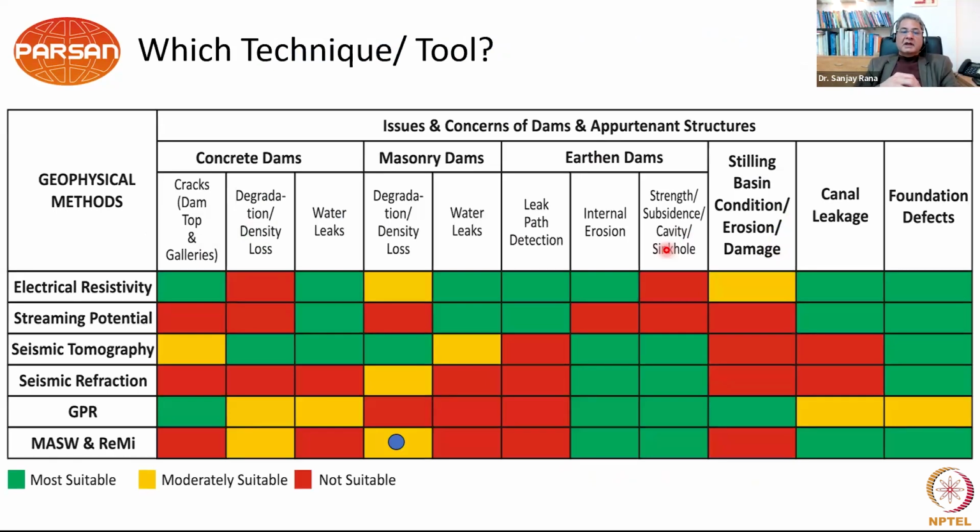Another important tool is MASW, or refraction microtremor, both of which are giving us shear wave velocity information. You see, if we have both P wave velocity and shear wave velocity, we can actually calculate all the dynamic modeling. We can calculate Young's modulus, shear modulus, bulk modulus, Poisson's ratio. And that is why when we are looking at subsidence studies or degradation, MASW and REMI also become very important.